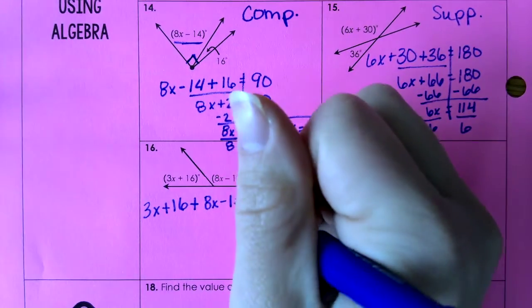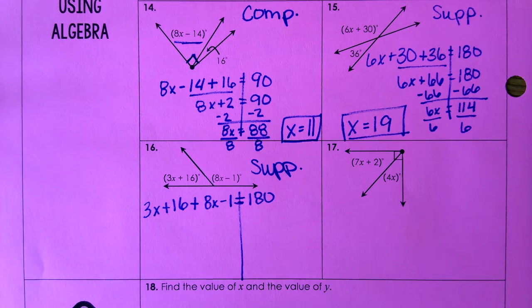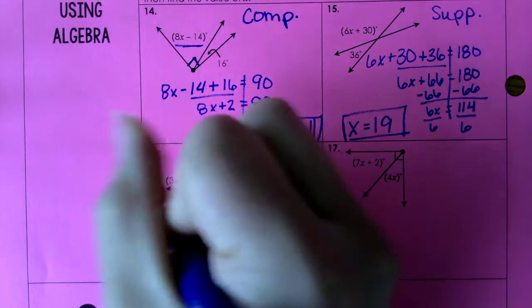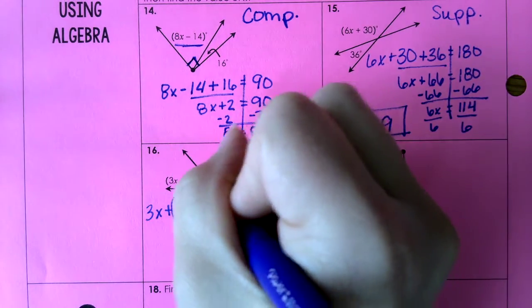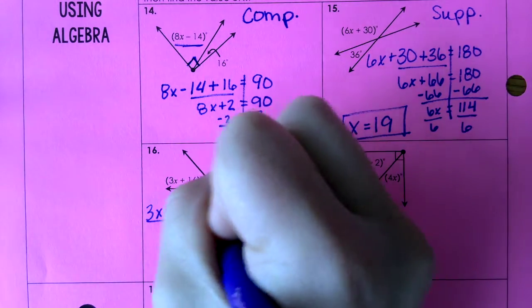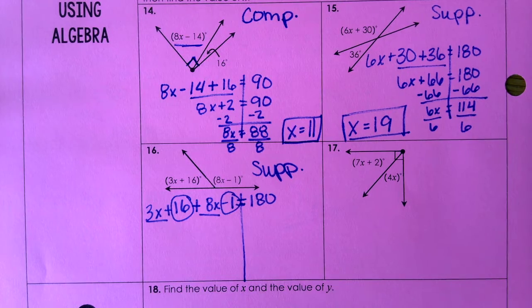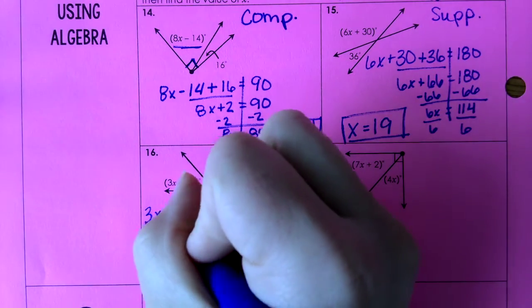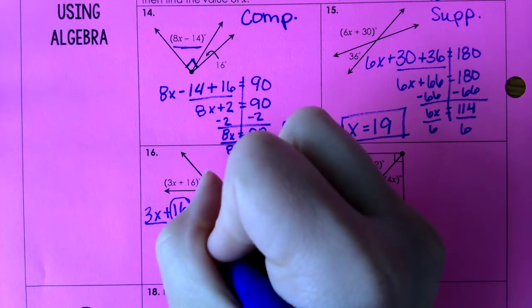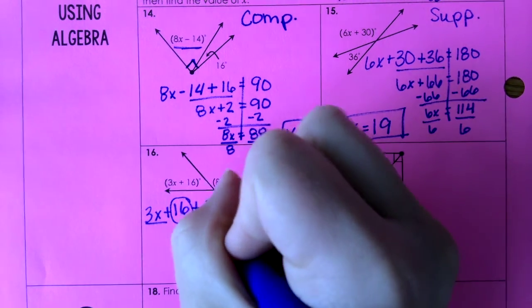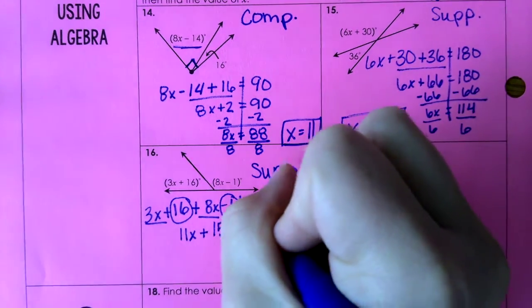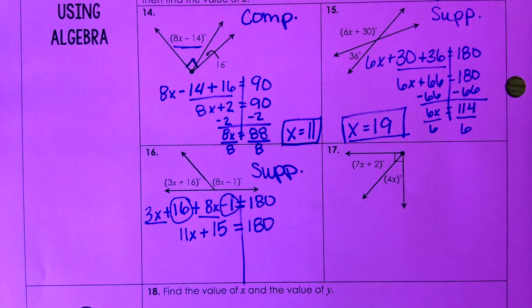Okay, well I have some simplifying to do and combining like terms. So what's this pair of like terms? I have 16 minus 1 and 3x plus 8x. What's 3x plus 8x? 11x. What's 16 minus 1? 15. Okay. Now what's my next step?